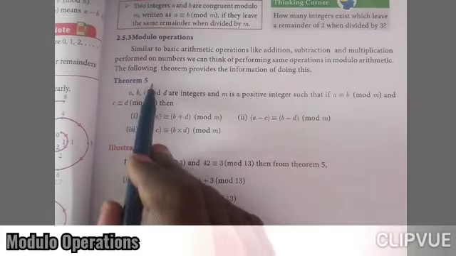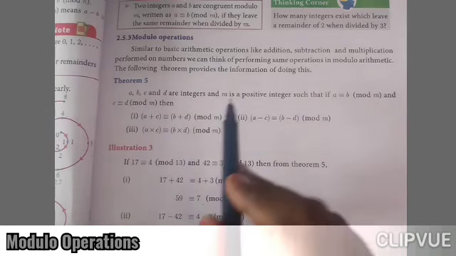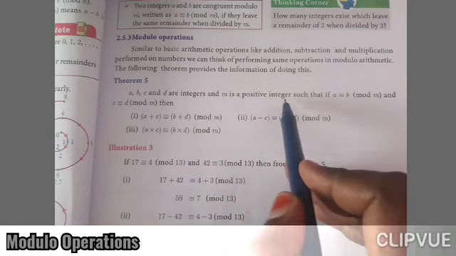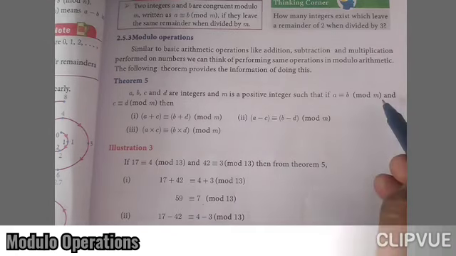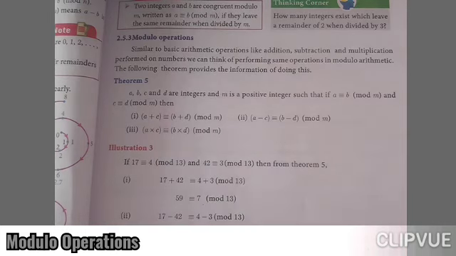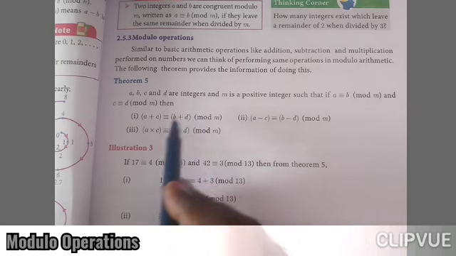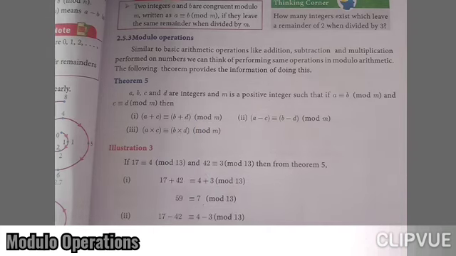The first, theorem number 5. A, B, C and D are integers and M is a positive integer such that A is congruent to B mod M, and C is congruent to D mod M. Then A plus C is congruent to B plus D mod M.